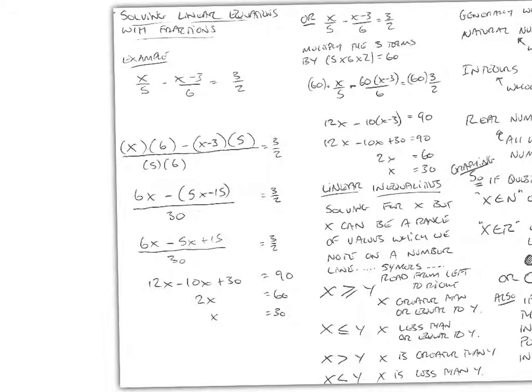So here's the next step, if you like. We rewrote previously the fraction into a single fraction, and often we're asked to solve linear equations with fractions. So when we say solve now, we're actually looking to find a value for x. So let's say we have something like x over 5 minus x minus 3 over 6 equals 3 over 2.